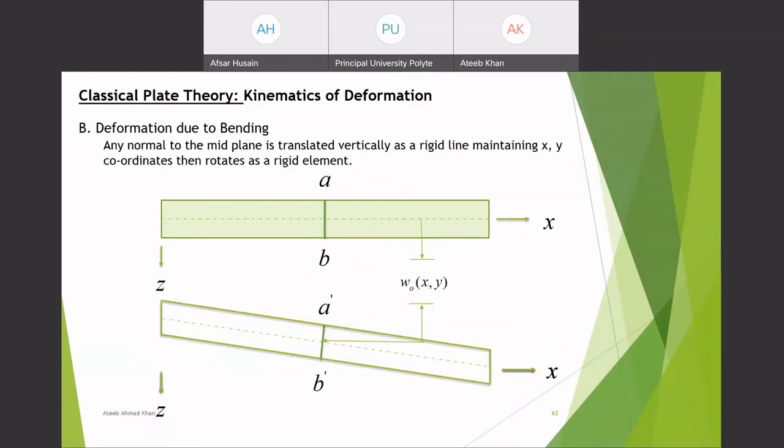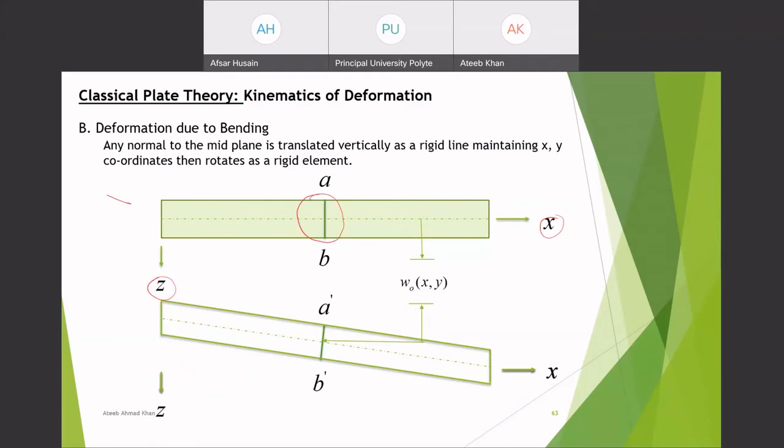Now, this is the second type of deformation. That deformation was because of the stretching, and this deformation is because of the bending. Again, this is your undeformed beam, and this time we are showing this beam in the xz plane. This is your x direction and this is your z direction, and AB is your transverse normal. AB is your transverse normal, and this is an undeformed plate.